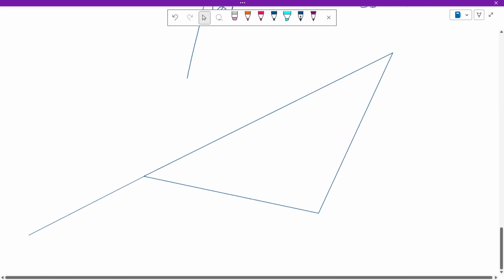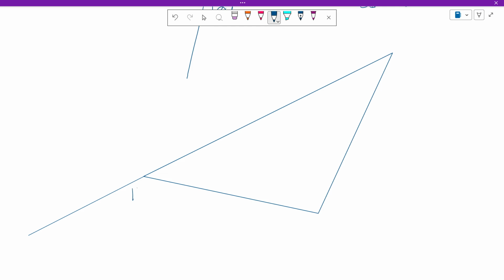Okay, here's a triangle where this is 112 degrees, and I want to figure out this angle. Now, what are these two angles called? A linear pair, because they're part of a straight line. Straight lines are how many degrees? 180. So what's left for the missing one? 68 degrees. That is what's missing.